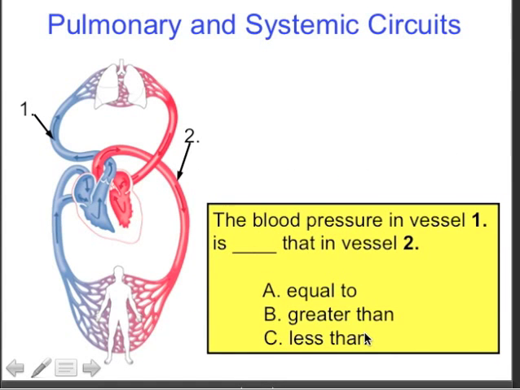Okay, next question. The blood pressure in vessel 1 is what compared to that in vessel 2? And the answer is less than. Okay. Now, why is this the case? Why is it less than? Well, the reason that it's less than is because of the distance between the heart and the lungs compared to the heart and the body. The lungs and the heart are very close to each other. As a result, the pressures are very low in the pulmonary circuit. They're much higher in the systemic circuit because the heart has to work against greater resistance.